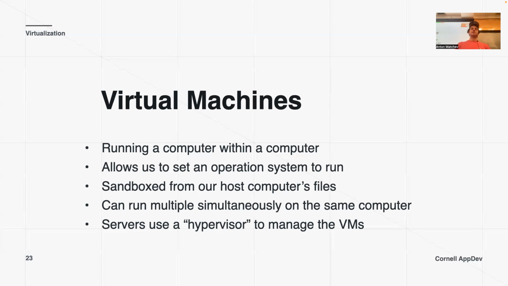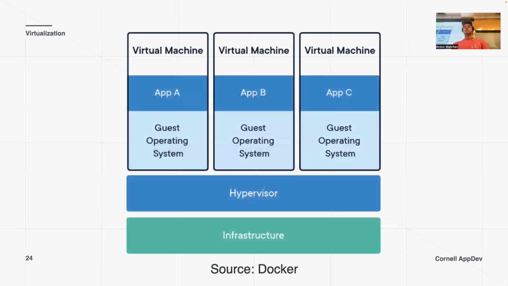And so it allows us to set an operating system to run. In the example I just gave, you would set up the Windows operating system on your Mac to run it. It's sandboxed from our host computer's files, and then it can run multiple files simultaneously on the same computer. But the problem is, we see here we have 3 apps running on the same hypervisor and the same infrastructure, right? And the problem with this is that it uses a lot of space and also has time complexity. It's not the most efficient way of doing this.